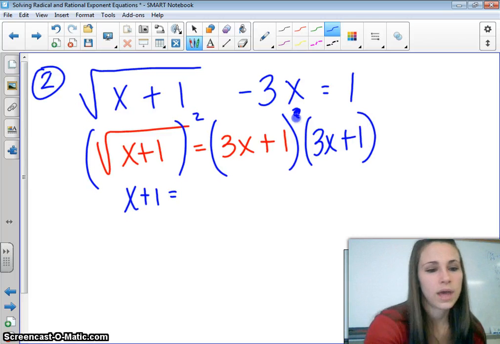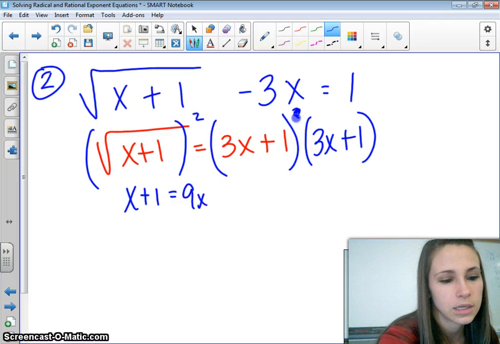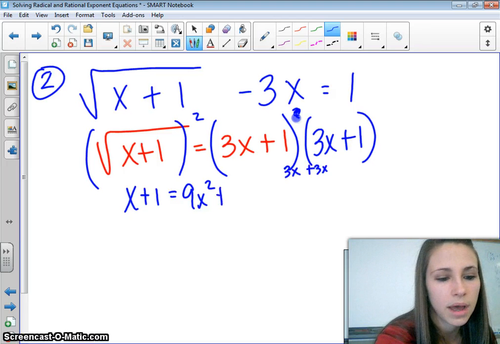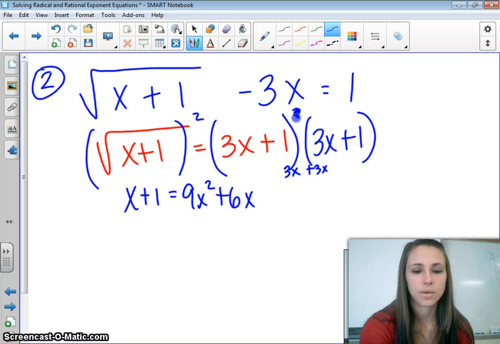So I'm going to FOIL that out. 3x times 3x is 9x squared. The outsides give me 3x. The insides give me 3x. So when I combine those, that's 6x. Then 1 times 1 is 1.